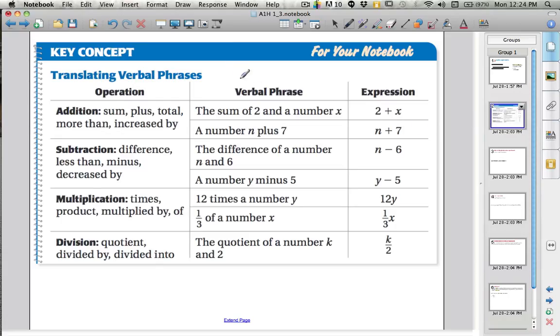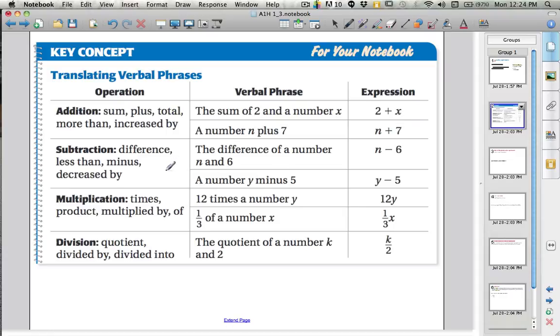If we look at the idea behind what we're doing here, the vocabulary of addition is going to use words like sum, plus, total, more than, increased by. So we might have a verbal phrase like the sum of 2 and a number x, and that would become this expression, 2 plus x. A number n plus 7 becomes n plus 7.